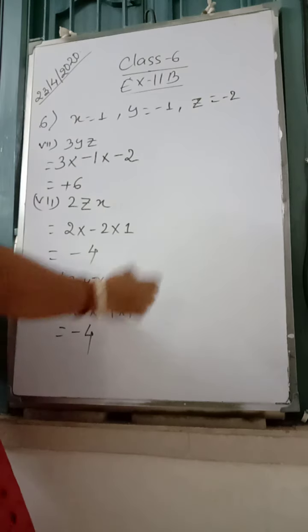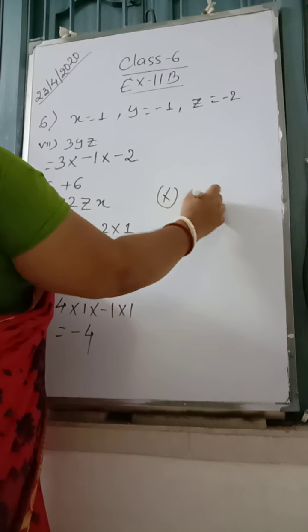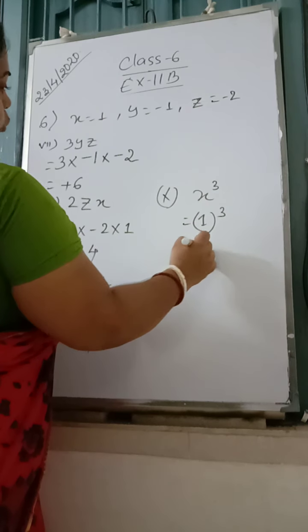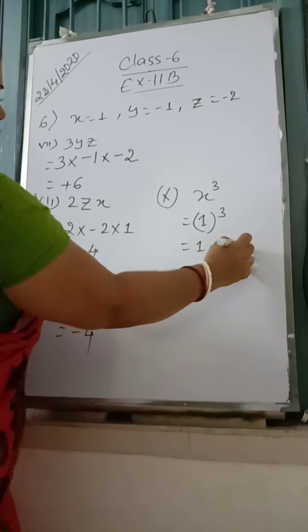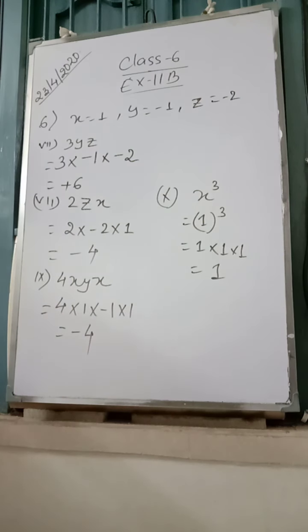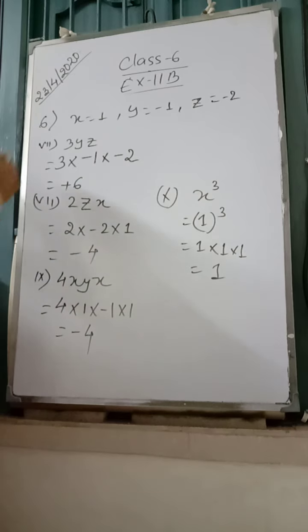And the last one, 10, x cube. The meaning is 1 whole cube. 1 into 1 into 1 gives you 1. So this is all question number 6 we have done. Now look at question number 7. Here again you have to place the value and get the answer.